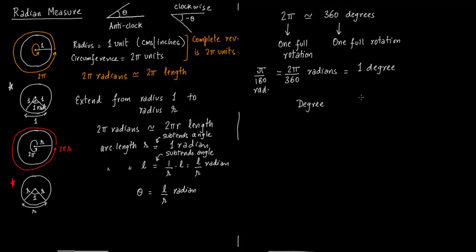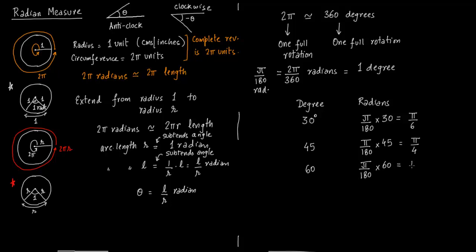So let us draw a small table linking degrees and radians. 30 degrees is pi by 180 times 30. So this is pi by 6 radians. 45 degrees is pi by 180 times 45. This will give you pi divided by 4 radians. 60 degrees is pi by 180 times 60. This will give you pi by 3 radians.